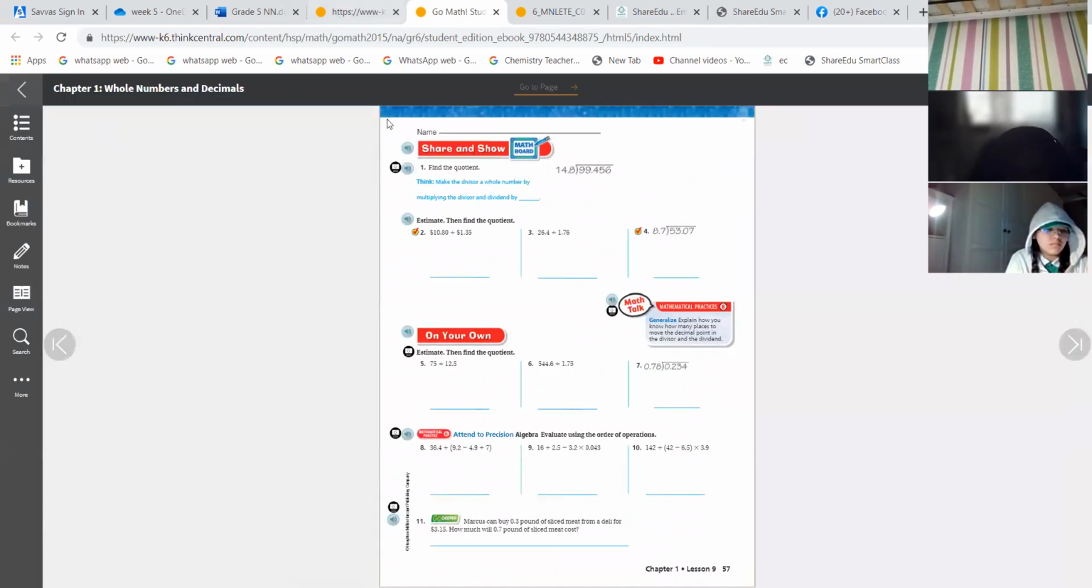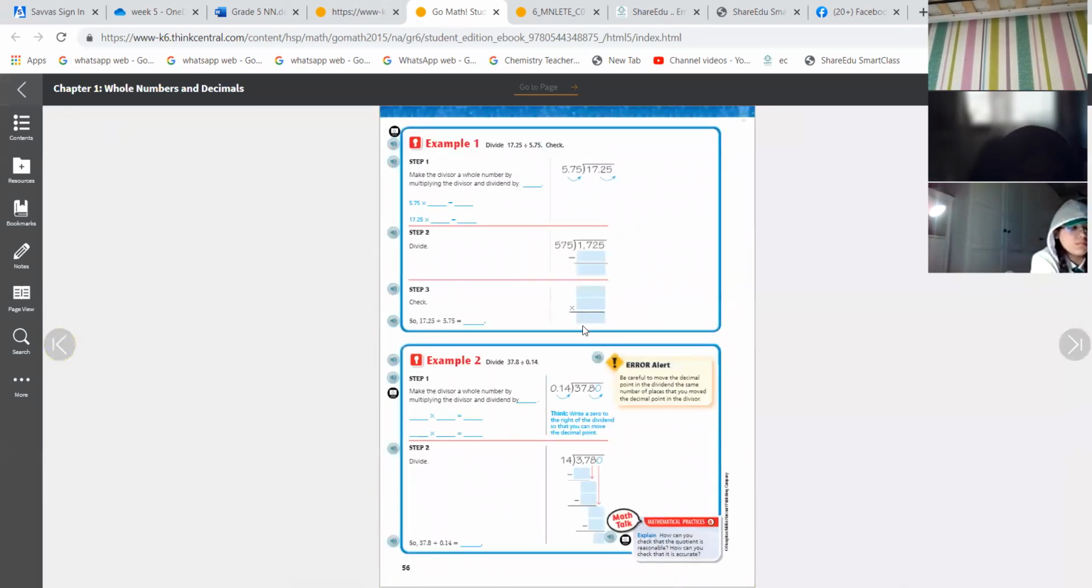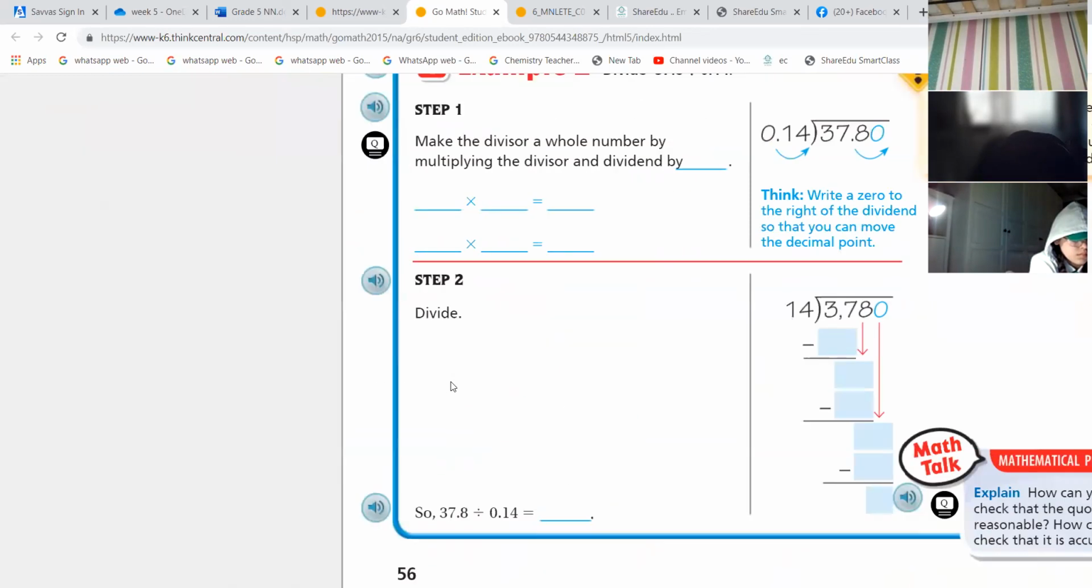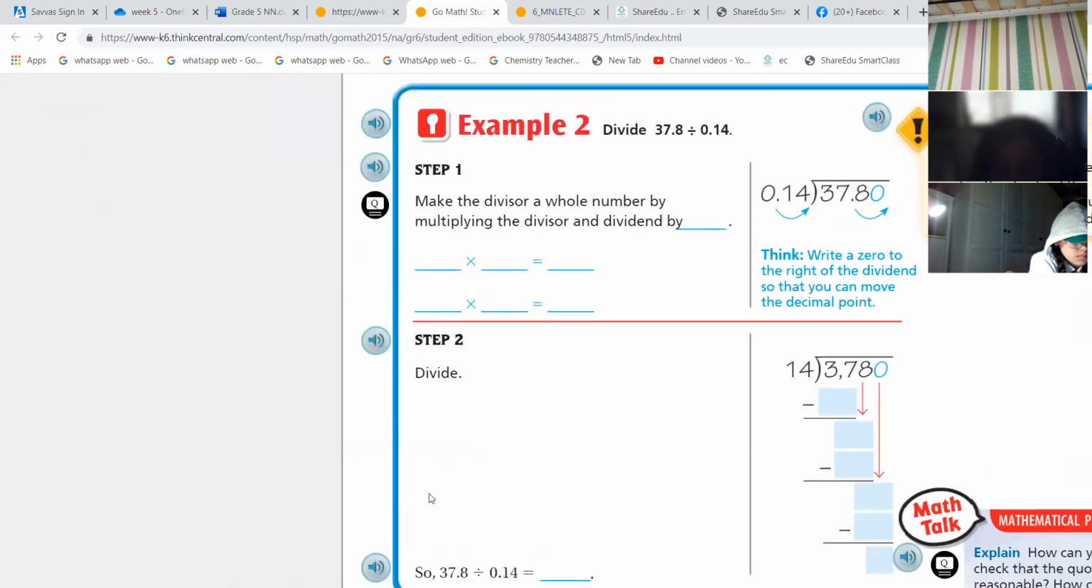Wait a minute, guys. Let us get back to example 2 because you cannot do it on your own until we finish example 2. Okay, example 2. Listen to me. Please don't disturb. Tala, are you there? Sweetie Tala, are you there? She left the room.